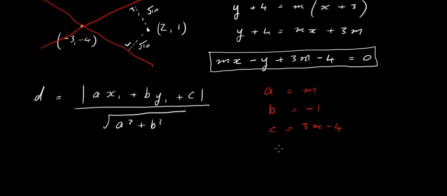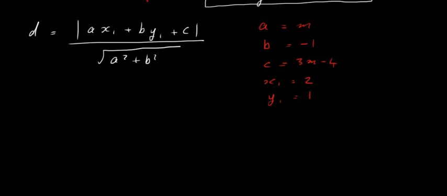Now we also need x1 and y1. Well, x1 is just going to be 2. That's the point, remember? The x-coordinate of the point. And then y1 here is going to be this value here, which is 1. So now I have everything I need to go into this formula, including, remember, the distance. D is root 10. So let's put all of these values in and work out a value for m.